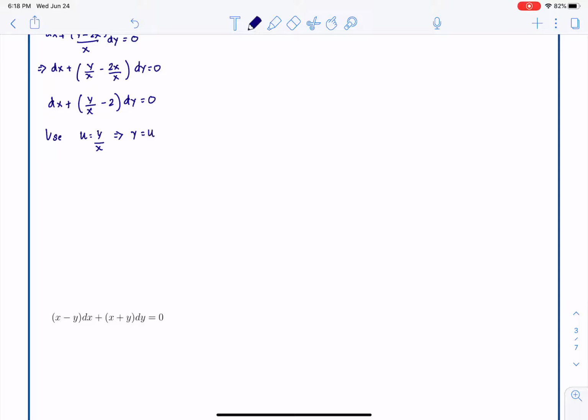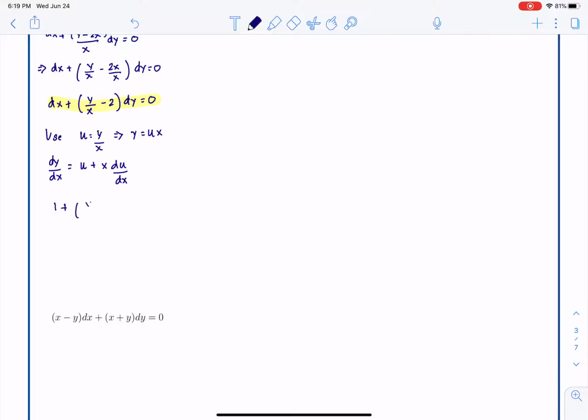which would imply y equals u times x. I'm going to take the derivative of y with respect to x on both sides. So on the left-hand side, it'll be dy over dx. On the right-hand side, we have to use the product rule: u times the derivative of x, which is 1, plus x times the derivative of u with respect to x. So I'm going to rewrite that equation by dividing by dx on both sides.